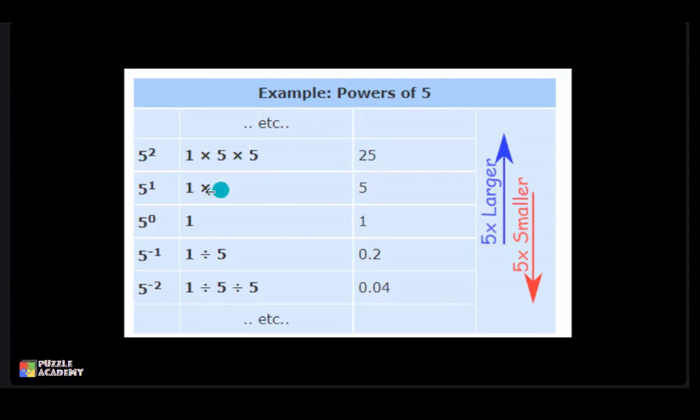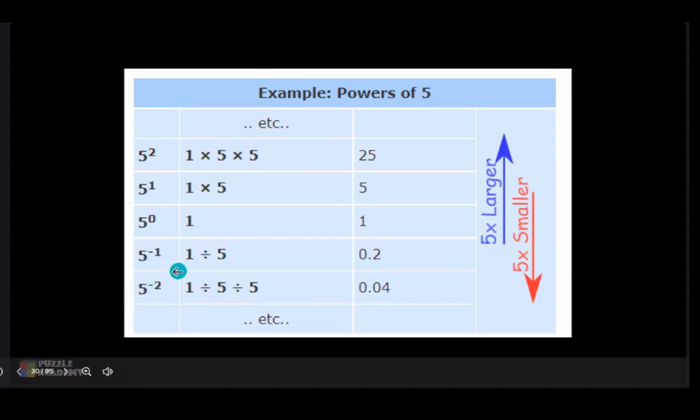Also, yung 5 raised to 1, isang beses mo yung i-multiply si 5 sa sarili niya, 5, that is 5. 5 raised to 0, that is 1. Yan. Any number being raised to 0, that is 1. And 5 raised to negative 1, that is 1 divided by 5, that is 0.2. 5 raised to negative 2, that is 1 divided by 5, divided by 5. So, that is 0.04. Pansinin nyo, no?